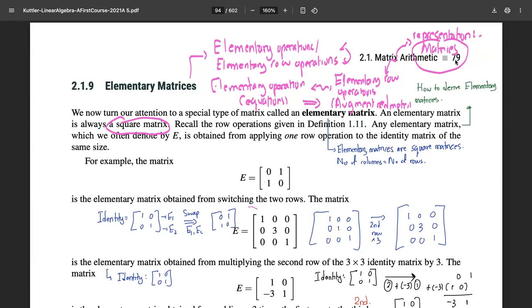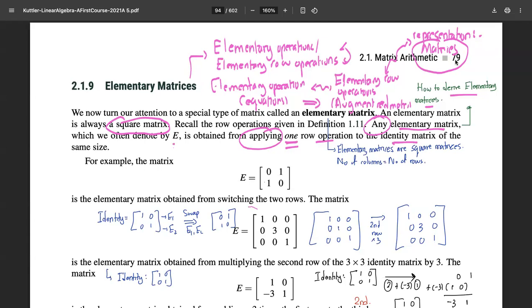Moving on from that fact, how do we get elementary matrices? How do we derive this? Any elementary matrix, which we'll denote by E, is obtained by applying exactly one row operation to the identity matrix of the same size. Remember we have 3 row operations. We can swap rows, we can multiply any row by a non-zero number, and number 3, I can add a multiple of one row to another. If I perform any one of these operations on the identity matrix, I get an elementary matrix.